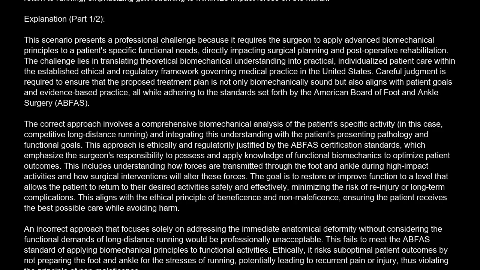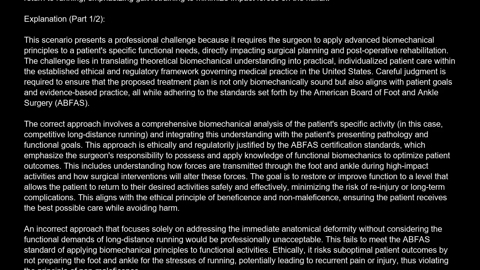An incorrect approach that focuses solely on addressing the immediate anatomical deformity without considering the functional demands of long-distance running would be professionally unacceptable. This fails to meet the ABFAS standard of applying biomechanical principles to functional activities. Ethically, it risks suboptimal patient outcomes by not preparing the foot and ankle for the stresses of running, potentially leading to recurrent pain or injury, thus violating the principle of non-maleficence.